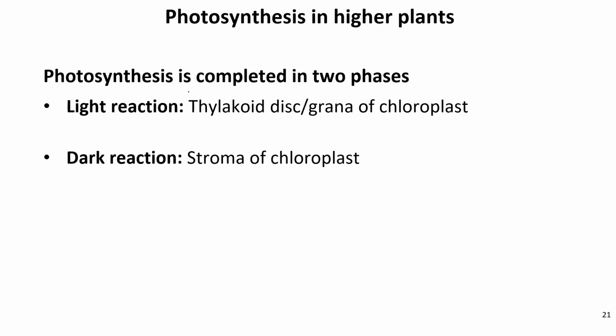Now, let's talk about the process of photosynthesis, or you can say the mechanism of photosynthesis. Photosynthesis takes place in two phases. First is the light reaction and second is the dark reaction. The light reaction takes place in the thylakoids, and thylakoids stack over each other to form a grana. The dark reaction takes place in the stroma of the chloroplast, where all the enzymes are present.